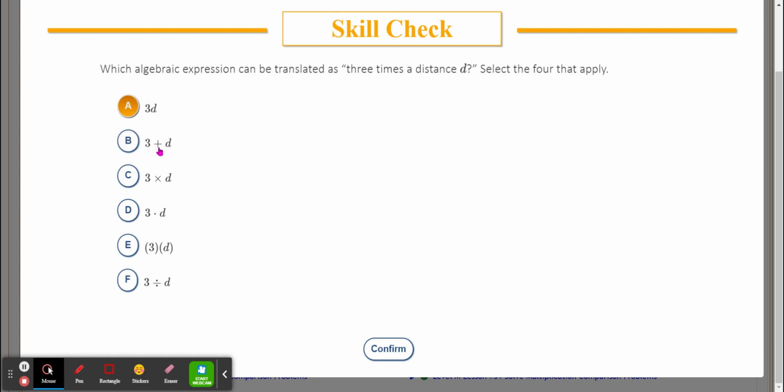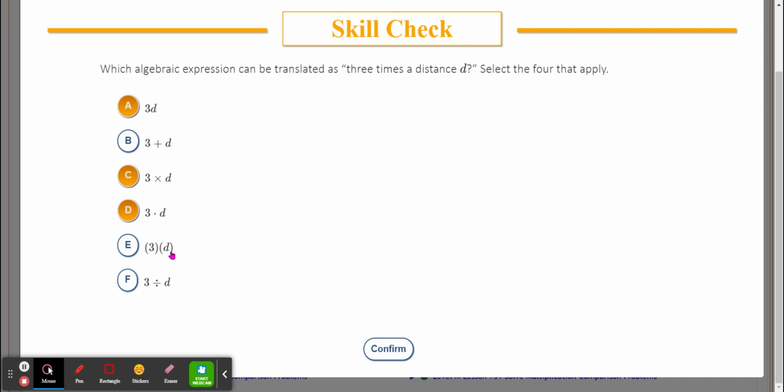B is an addition problem. We don't want addition. Looking at C, C says 3 times d. Well, that's exactly what we're looking for. Looking at D, you see that little dot there? That little dot also means multiplication. If there's a dot between 2 numbers or 2 variables or a variable and a constant, that means multiplication. And looking at E, see these parentheses there?